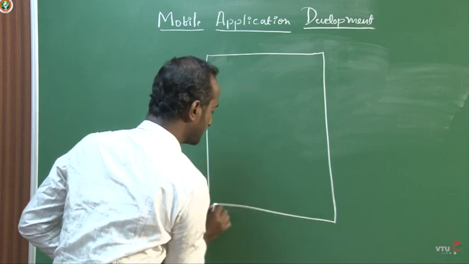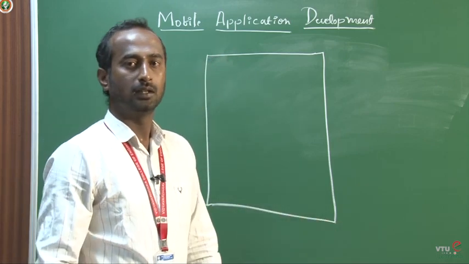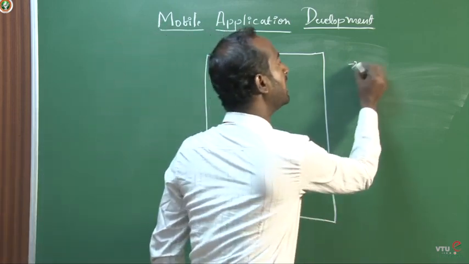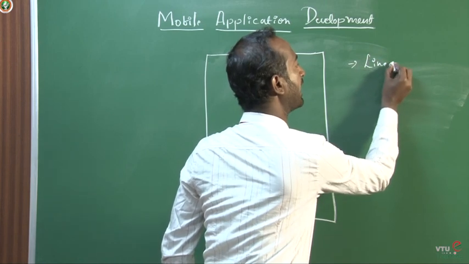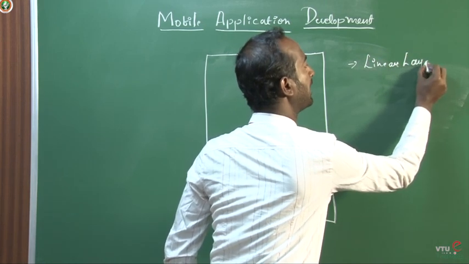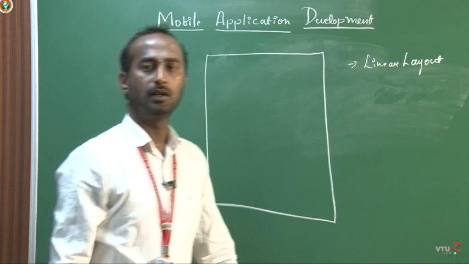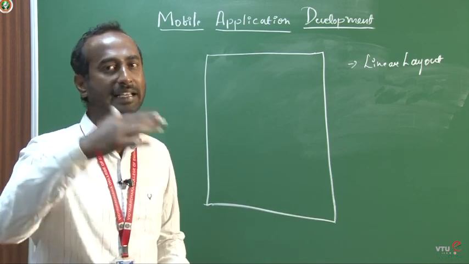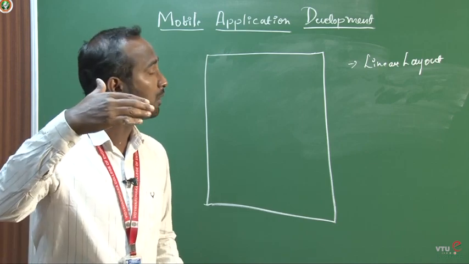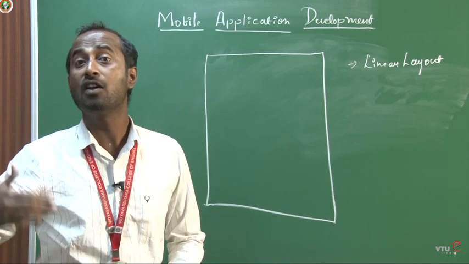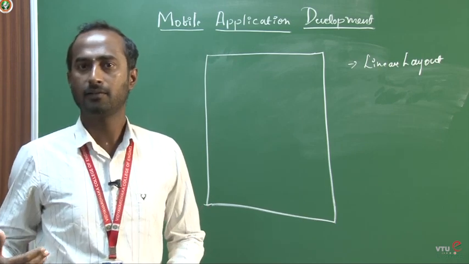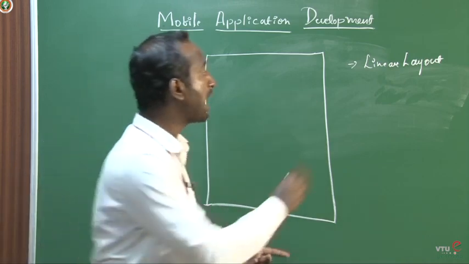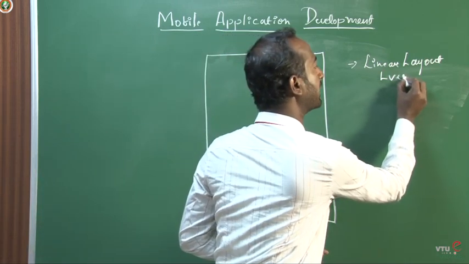This is how it looks. So I'm going to prefer linear layout for this one. Why? Because I'm developing a student application form, so for that, the linear layout is the well-suited one. Why? Because in the linear layout, the things will fall one after the other. That's why I'm preferring the linear layout, and the orientation is vertical.